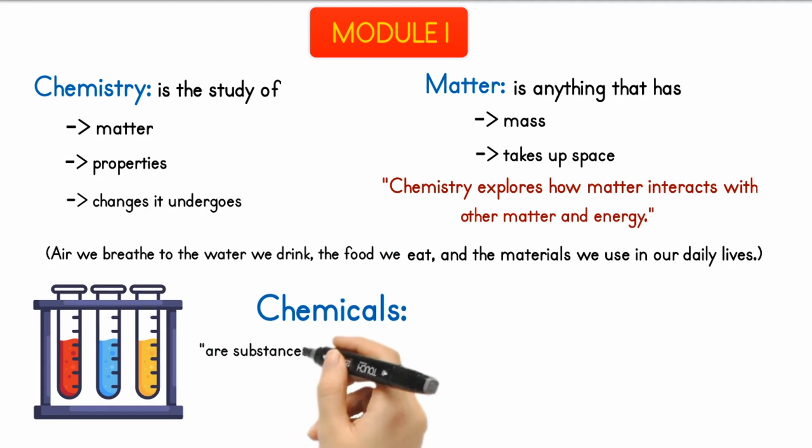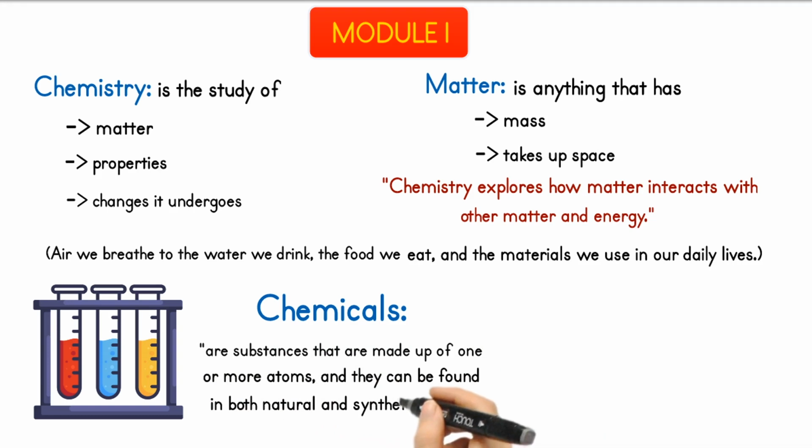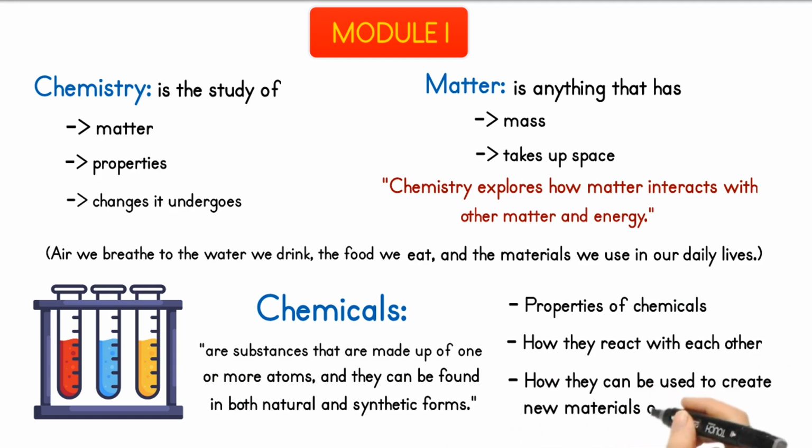Chemicals are substances that are made up of one or more atoms, and they can be found in both natural and synthetic forms. Chemistry is concerned with the properties of chemicals, how they react with each other, and how they can be used to create new materials or products.